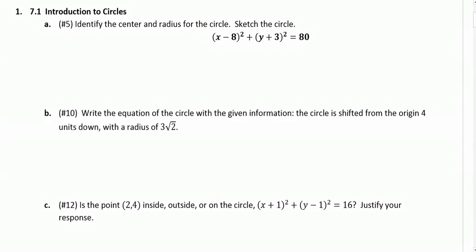This is section 7.1, Introduction to Circles. And for part A, we're looking at number 5 from the homework. Here we're identifying the center and the radius.